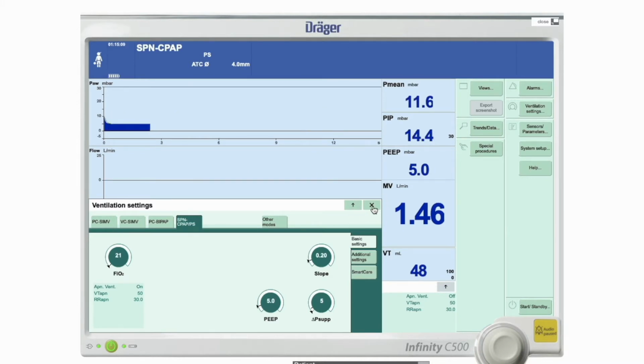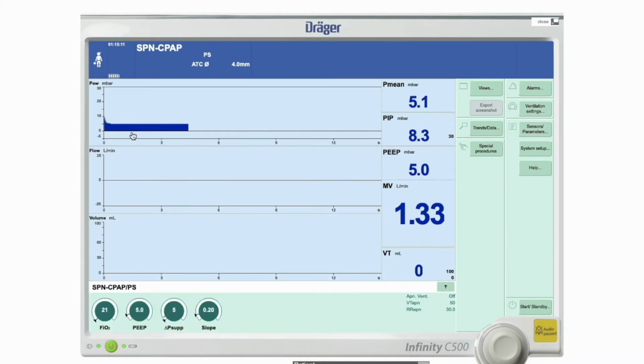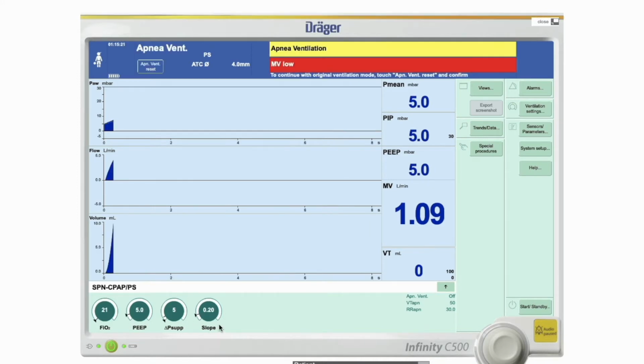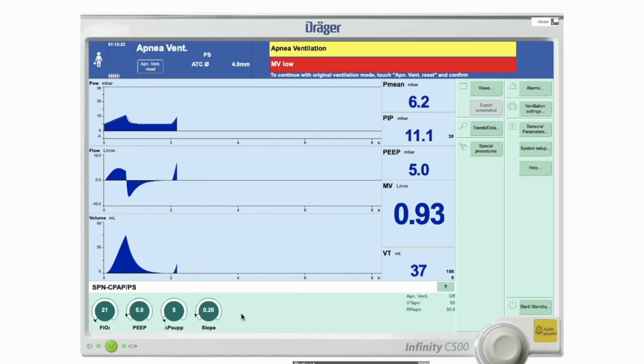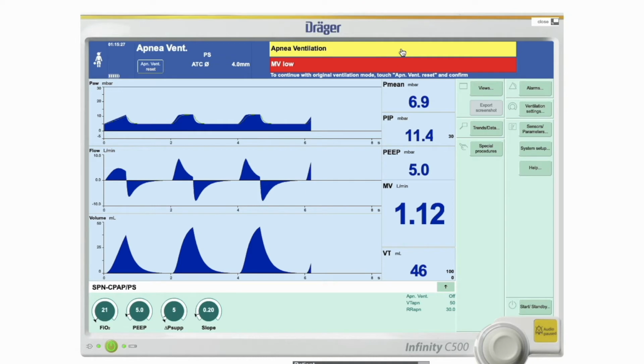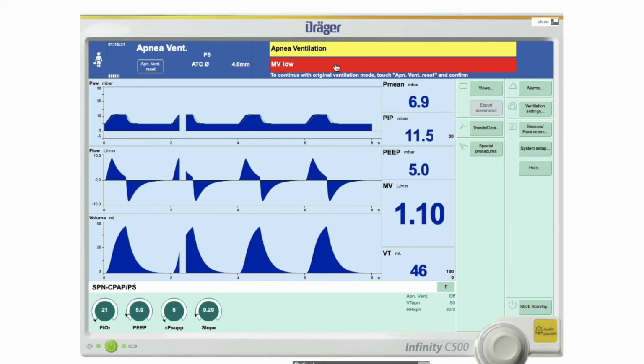So we drop this so we can see. You can see there's no breaths there at all. So there's no spontaneous breath, and there are no mandatory breaths to be set here. So therefore now it's alarming. First alarm is a yellow alarm to say this patient has gone into apnea ventilation. The second thing that's happened is telling you that its minute volume has obviously dropped because it wasn't breathing.